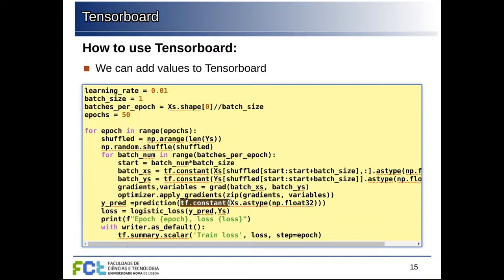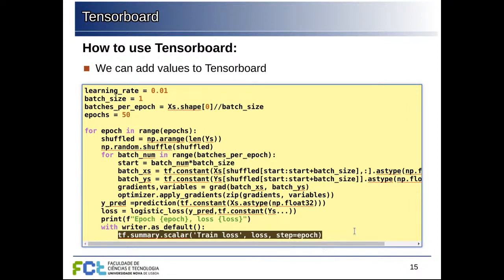Okay, I forgot this part here. There's a typo here. We also need to convert this to a TensorFlow constant, but you get the idea. And now we have the loss function. We can print it out on the console, but we can also send it to the logger to log it into that TensorBoard log. So we log a scalar value, which is the loss function for this epoch, and we give it a correspondent x value, which is the epoch.